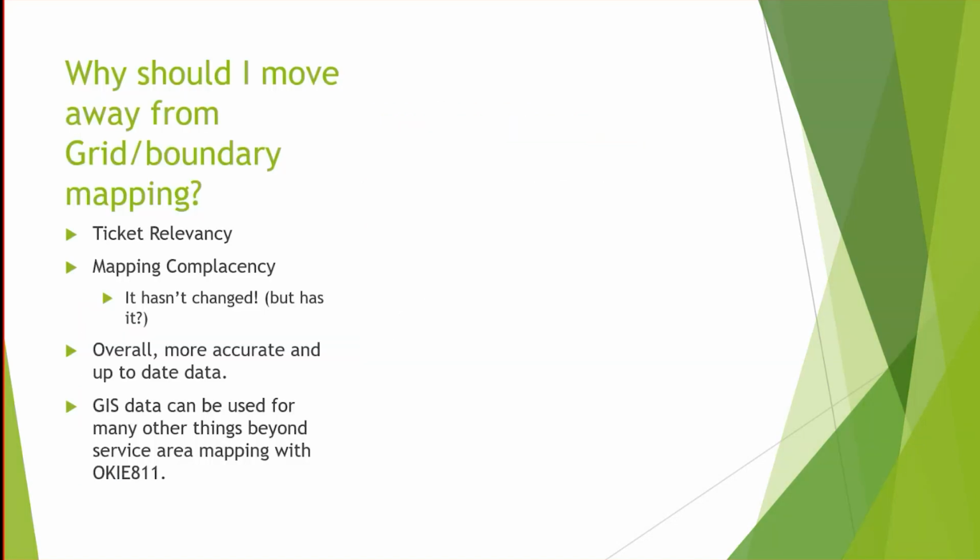So you may ask, why should I move away from grid or boundary mapping? Like we mentioned, ticket relevancy, that's the biggest one that jumps out first. Ticket relevancy is helping you not get over notified, and you're getting tickets that you actually have actionable items on, instead of just clearing them out or even potentially sending locators out to an area that doesn't need to be located.